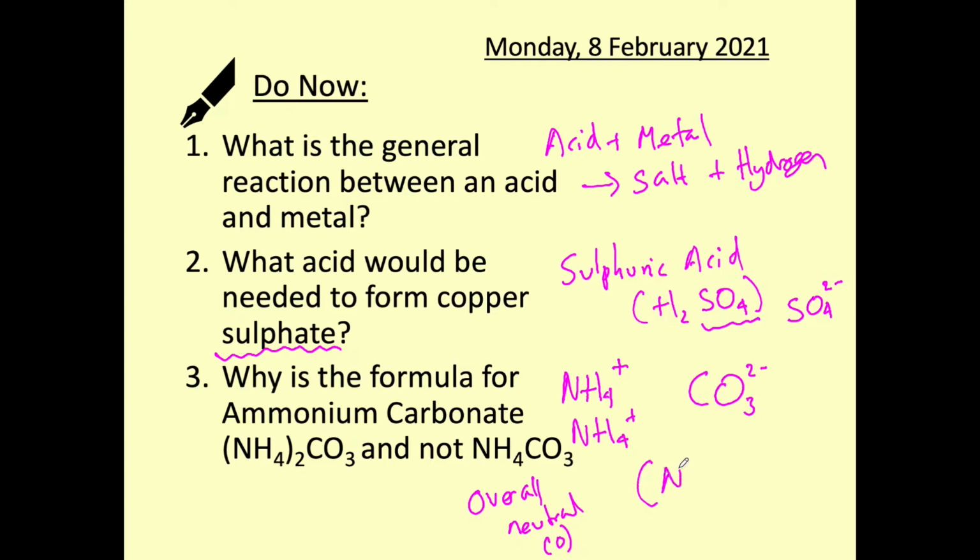So by having brackets around the NH4, that 2 is telling us that we have 2 lots of everything within those brackets, so 2 of those NH4+ ions, and then we have our carbonate, which is a 2-, and overall that becomes neutral, whereas this would not give us an overall neutral charge.